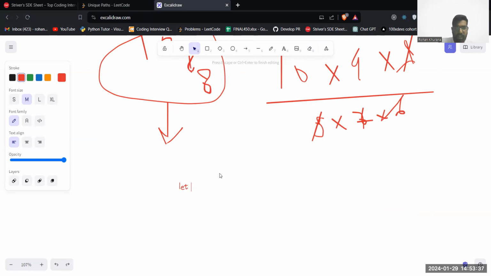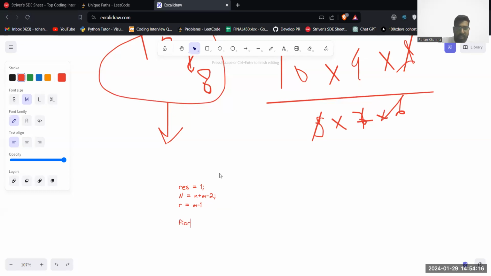So let's say res is equal to 1, because we are multiplying. Now, we know what NCR is. So we'll say that N is nothing but N plus M minus 2, and R is nothing but M minus 1 or N minus 1, whatever you want to take, doesn't matter. I'll just take M minus 1.